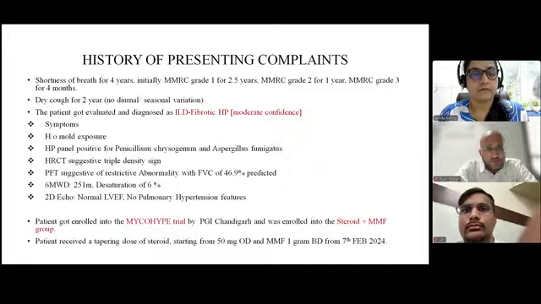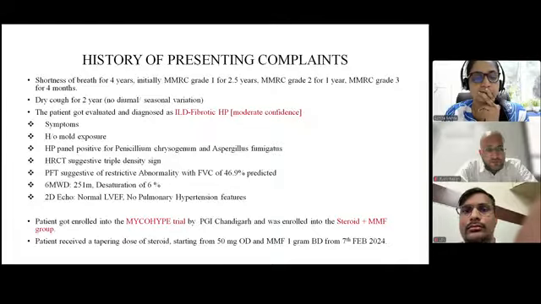PFT was suggestive of a restrictive anomaly with FVC of 57%, 6-minute walk distance of 251 with a desaturation of 6%, and her 2D echo was normal, no pulmonary hypertension. So we started our trial.